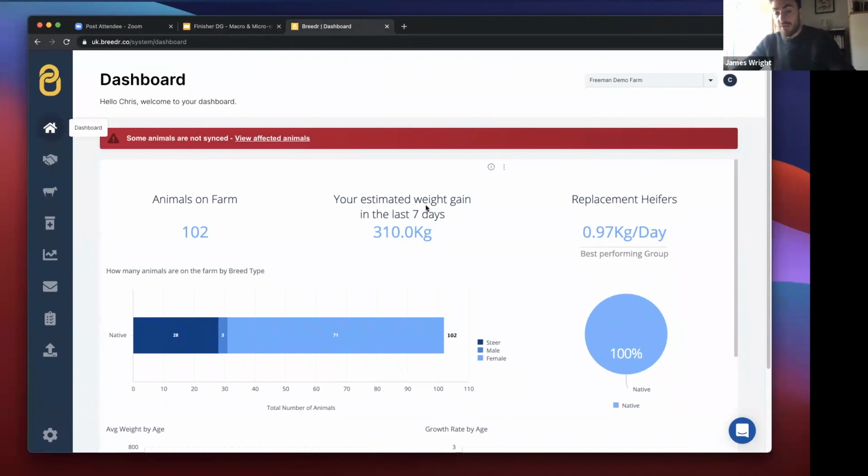on the Breedr app. So effectively what we're talking about here in terms of micro and macro minerals is, although you think that your diet might be properly formulated and it looks great and everything's going really well, you might still be incurring performance issues that you just don't quite understand. You don't know what's going on. And on the Breedr app, we can help you identify that.